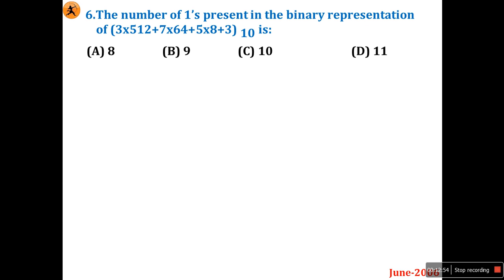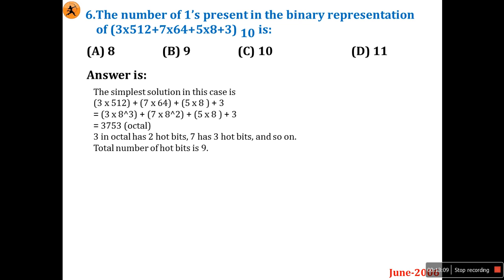This same question was asked 4 to 5 times in previous question papers, so please be careful, it's very important. Just how to solve this one? Usually we will go for the traditional method. We will solve this using 3 into 512, 7 into 64, 5 into 8. Then we will simplify and get the octal number 3753. Then we will simplify further and finally get 9 ones.